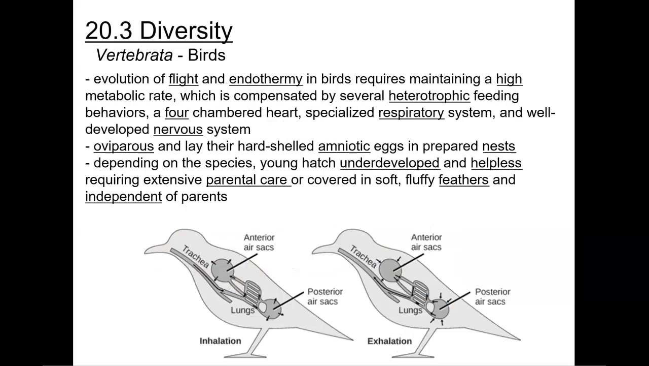Evolution of flight and endothermy in birds requires maintaining a high metabolic rate, which is going to be compensated by several heterotrophic feeding behaviors. They have a four-chambered heart, a specialized respiratory system, and a well-developed nervous system. They are oviparous, and they lay their hard-shelled amniotic eggs in prepared nests. Depending on the species, young will hatch undeveloped and helpless, requiring extensive parental care, or they are going to be covered in soft, fluffy feathers and independent of their parents.